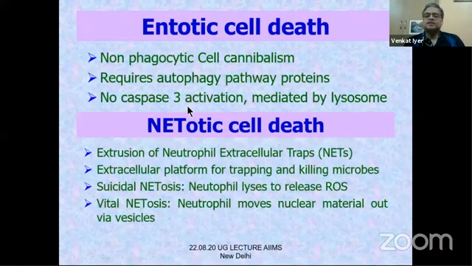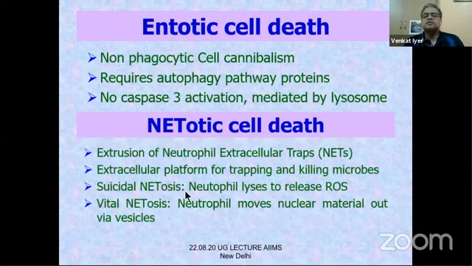Another type of cell death which you will cover in detail in the inflammation chapter is netotic cell death. NET is neutrophil extracellular traps, and this is because the nuclear material of the neutrophil is extruded out to trap the pathogens and help in their killing. The killing is also done by oxygen species released by the neutrophil. So there are two types of netosis.